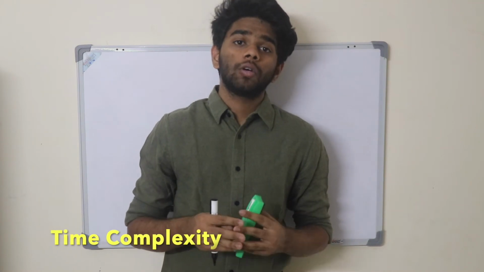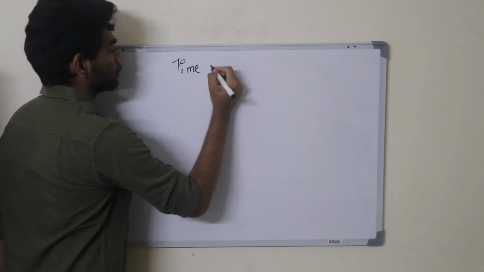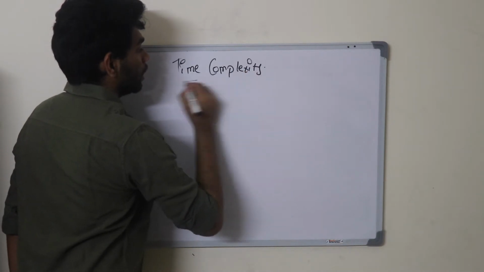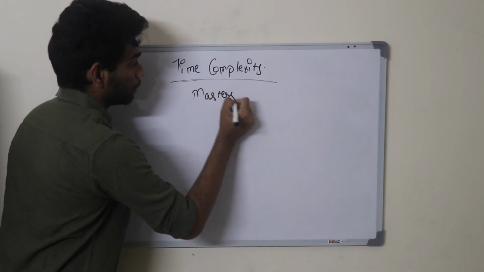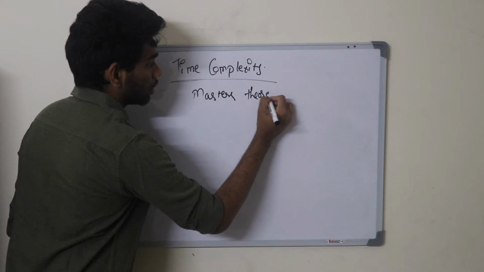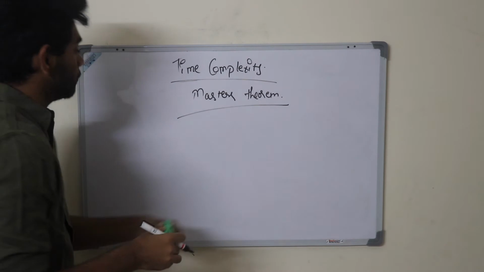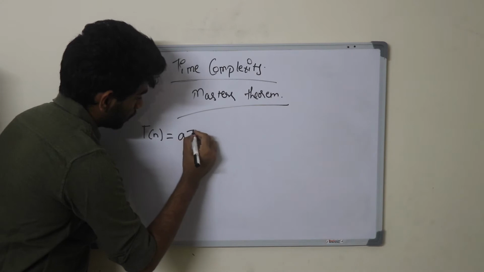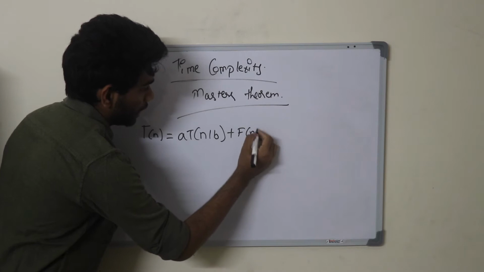Let's talk about the time complexity of this divide and conquer method. It is basically calculated using the Master's theorem, which is a very important theorem. Please mind the handwriting. Basically the formula is T(n) = a T(n/b) + f(n).